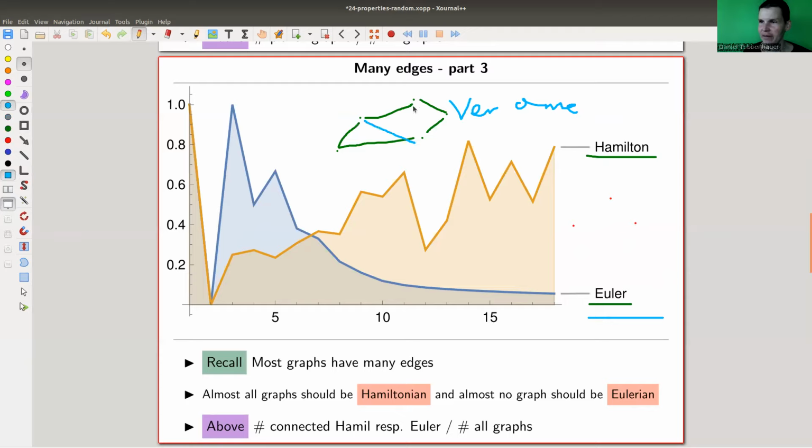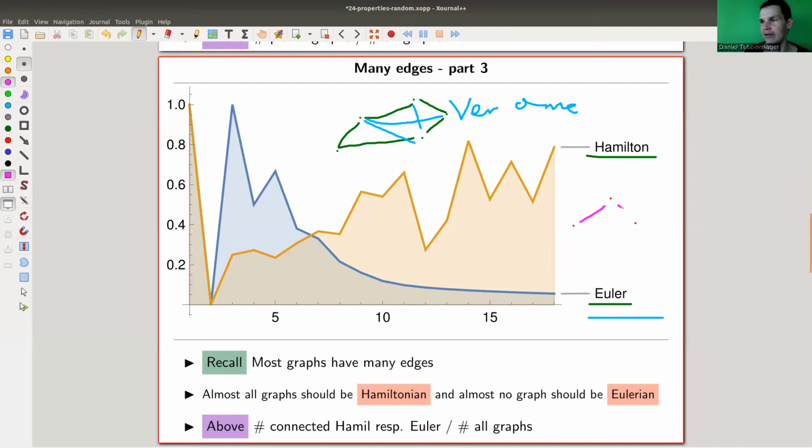So let me put in some extra edges here, and the green one is a path. So in an Eulerian graph, you are supposed to visit every edge exactly once.